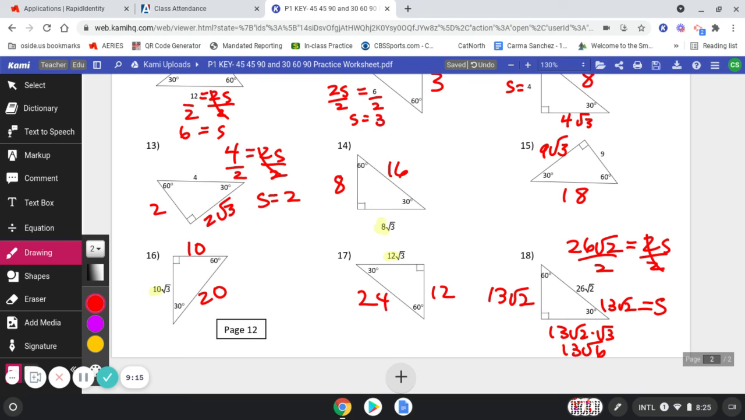Wouldn't you say the 30, 60, 90s are a little trickier than the 45, 45, 90s? That's normal. Great job, you guys. We'll keep practicing.